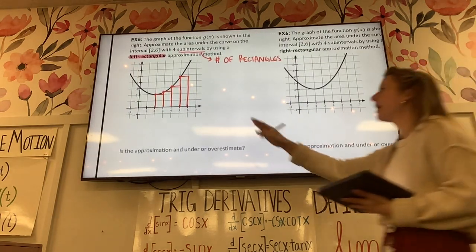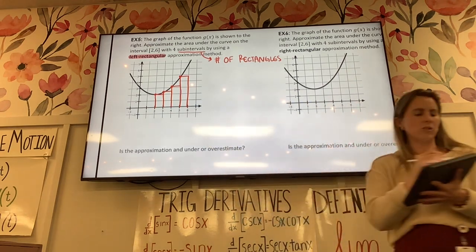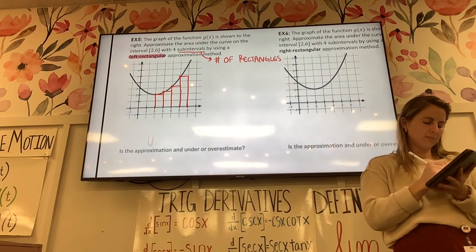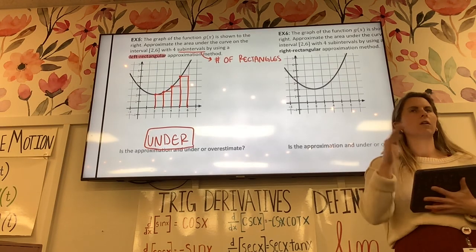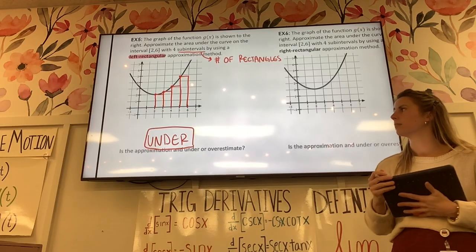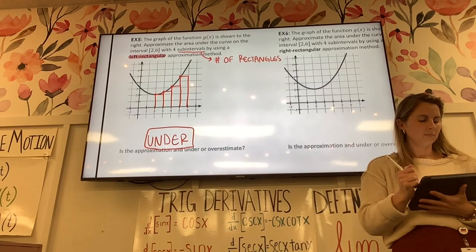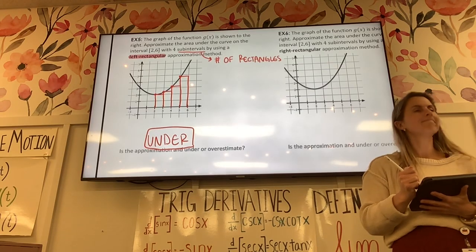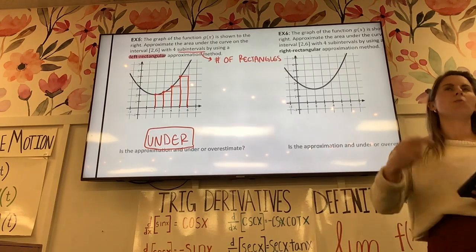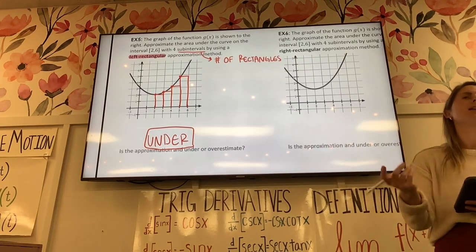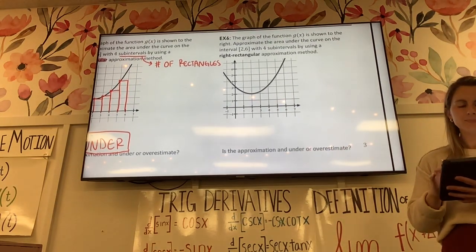Now looking at your area and your shape, do you think this would be an under or an over approximation? Under. It's an under, because your rectangles are under your graph. That's all that means, if it's under the graph or over? Yeah. And we're going to get to the point where we're actually going to total up the areas, but we have lots of examples, so we'll do that in a little bit.